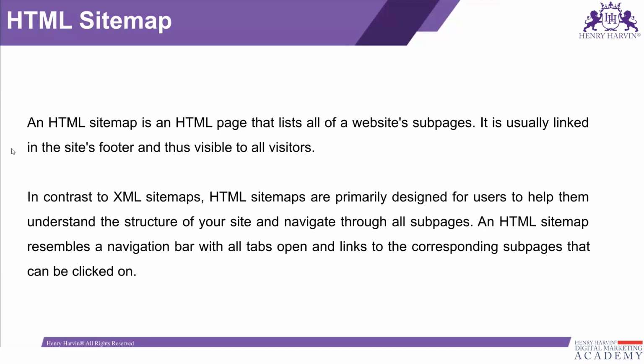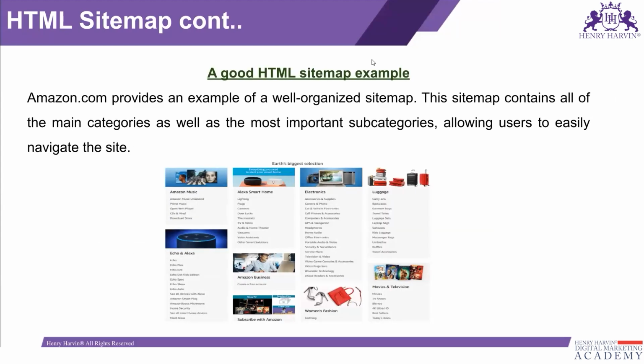In contrast to XML sitemaps, HTML sitemaps are primarily designed for users, to help them understand the structure of the site and navigate through all the subpages. Here is an example of a good HTML sitemap. It is from Amazon.com, and you can see their services and different categories. They have almost different platforms, like Amazon Music. So everything is there in the sitemap.